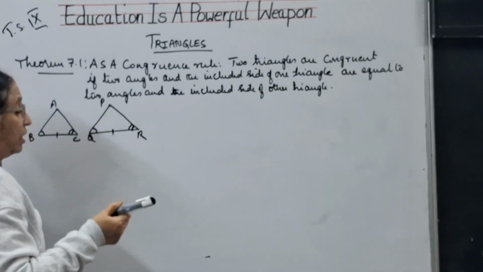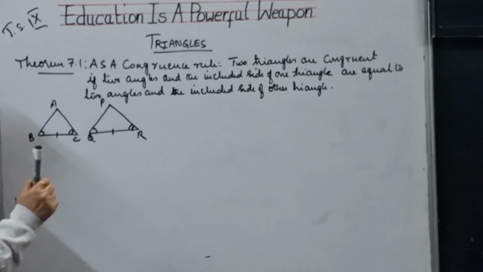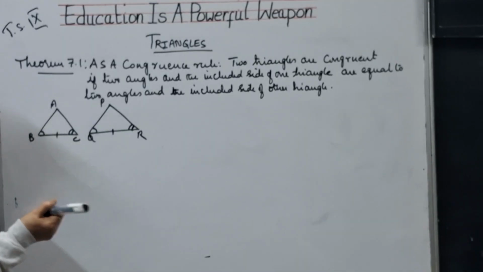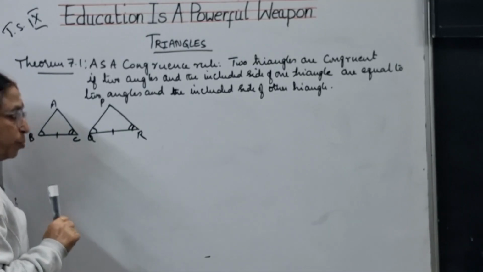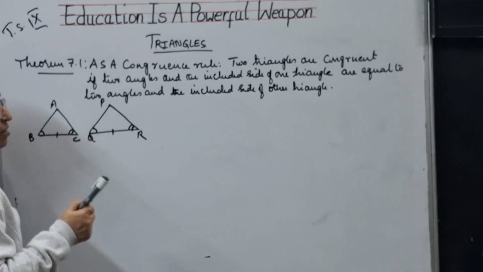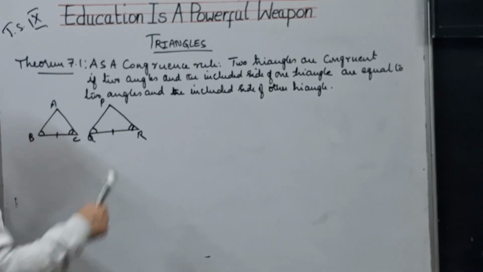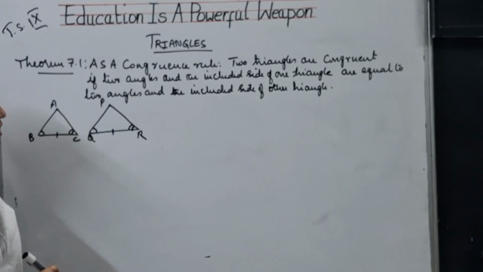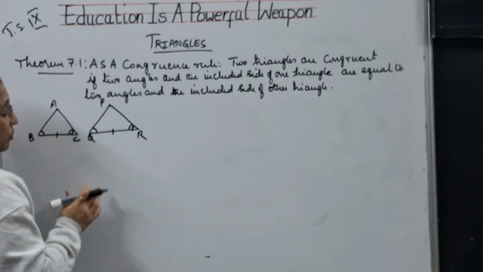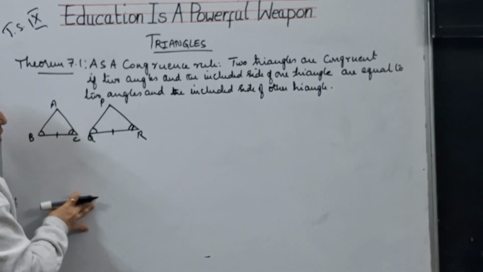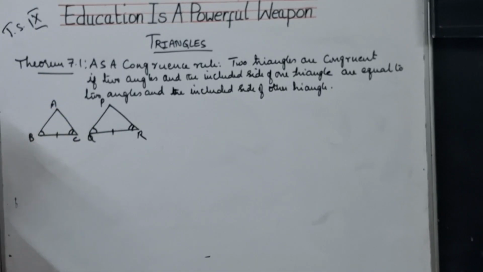It is a theorem, children. Earlier we have learned the side angle side axiom. Axiom means there is no proof needed, so the statement itself you have to learn. But here it is the angle side angle theorem. Theorem means you are required to prove it, by using the axiom.